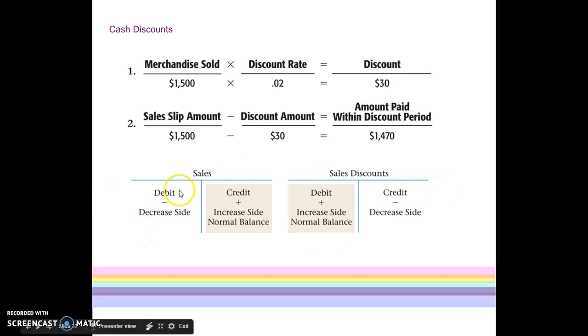For this transaction, we are going to be utilizing the sales account and also the sales discount account. The sales account is a revenue account with a credit side normal balance. Sales discounts is a contra revenue account, which means it has opposite properties of a revenue. It has a debit side normal balance.